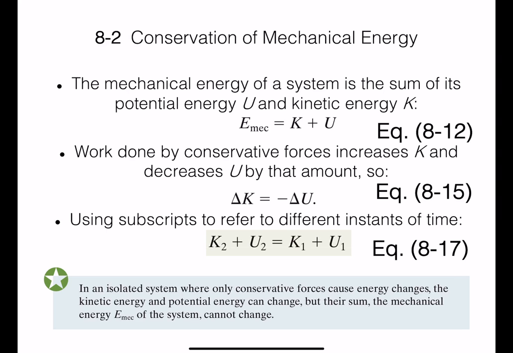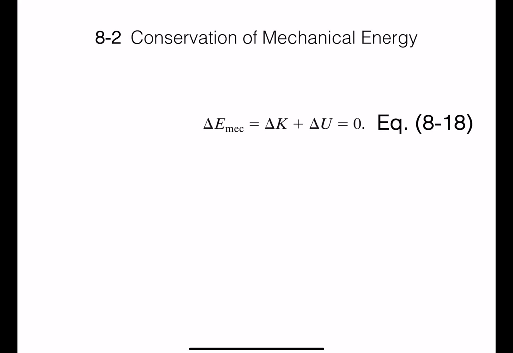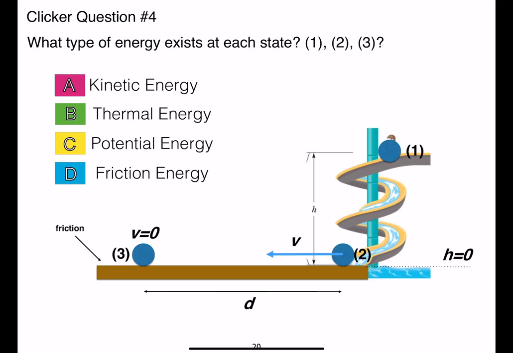So if you rewrite this, work done equals change in kinetic energy plus change in potential energy, which equals 0. Or we can also write that as kinetic energy final plus potential energy final equals kinetic energy initial plus potential energy initial. This is what we have learned so far. Change in mechanical energy equals change in kinetic energy plus change in potential energy equals 0.